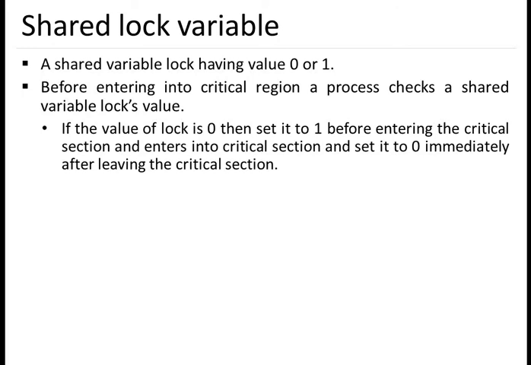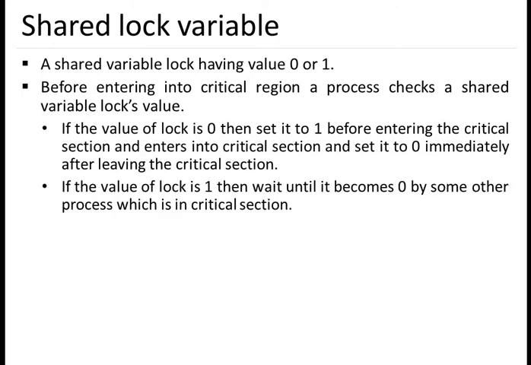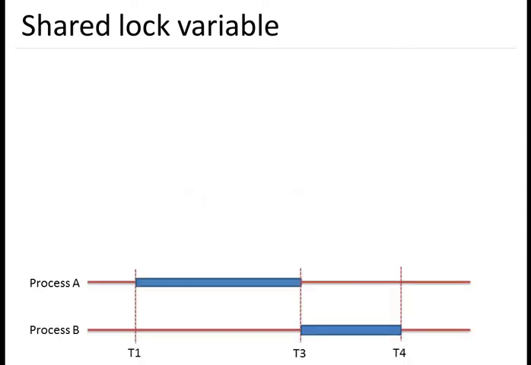So when it is already being executed by a particular process, and let's say process B arrives, it will again check the condition. What is the value of the shared lock variable right now? That is 1. So this process will wait until its value becomes 0. If the value of lock is 1, as I have said, it waits until it becomes 0 by some other process which is in the critical section.